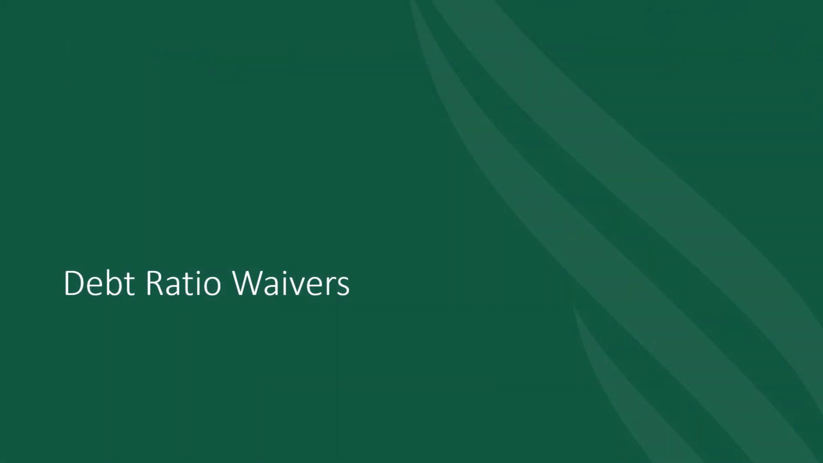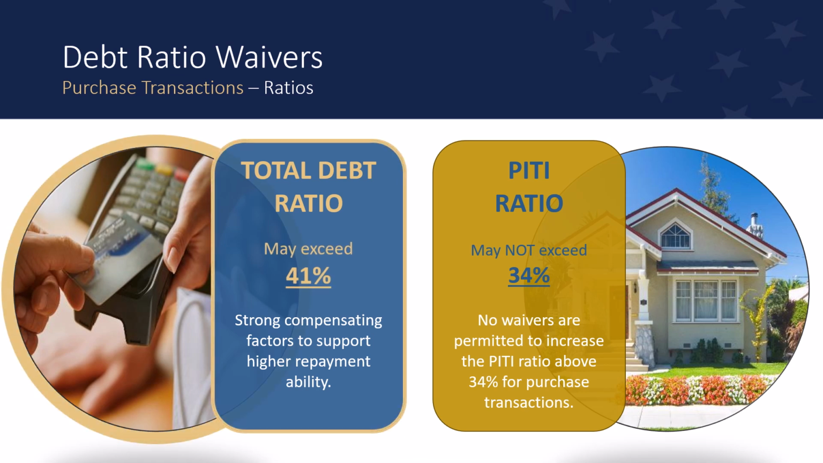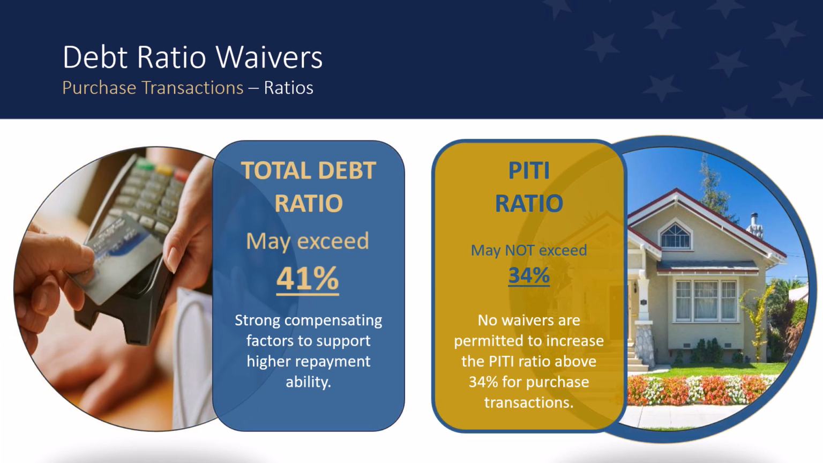In this next section, we're going to take a look at what is required for debt ratio waivers. First, let's look at waivers for purchase transactions. The applicant's total debt ratio may exceed 41% if the lender determines that strong compensating factors demonstrate that the household has higher repayment ability. No waivers are permitted to increase the PITI ratio above 34% for purchase transactions.